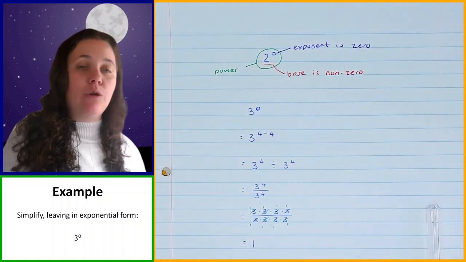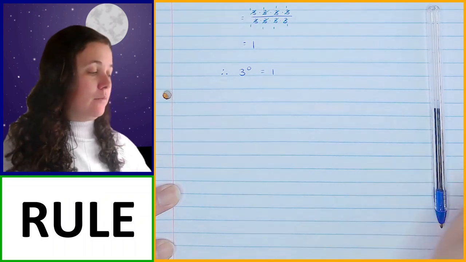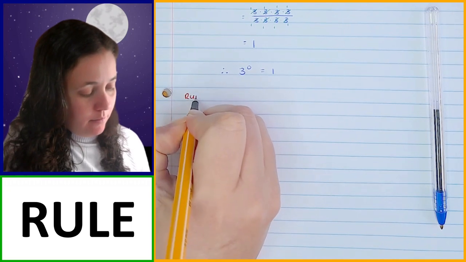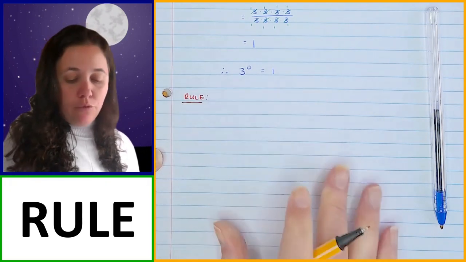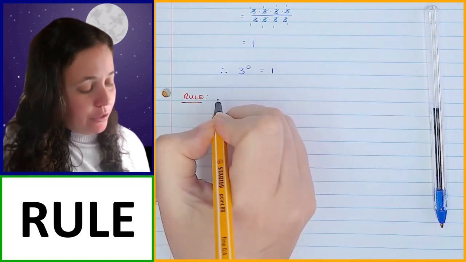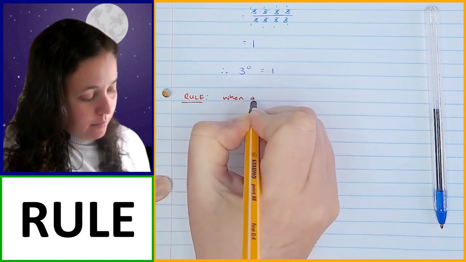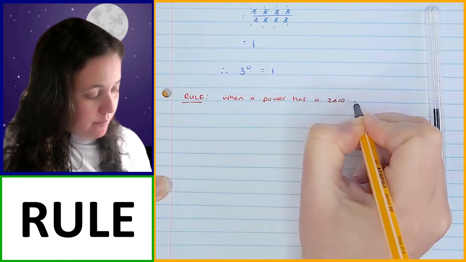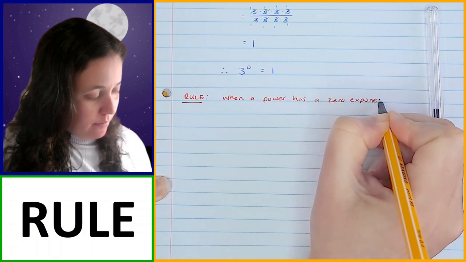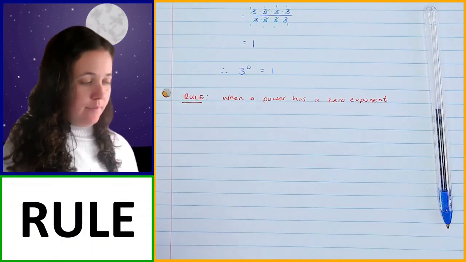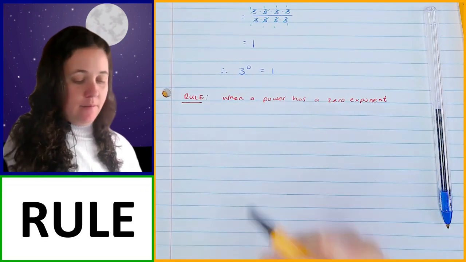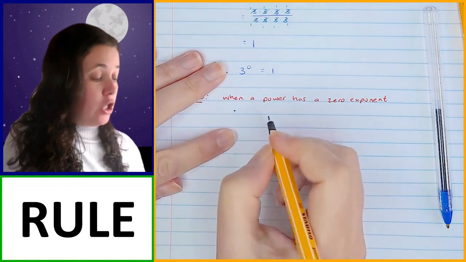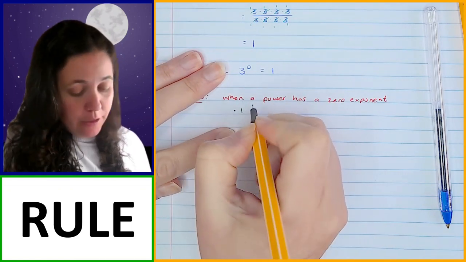And so that brings us now to our rule. Our rule says that when a power has a zero exponent, then so long as the base is not zero, the power is equal to one.